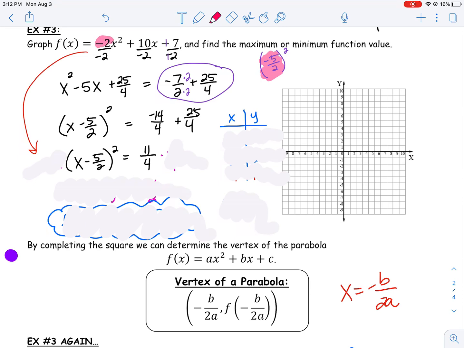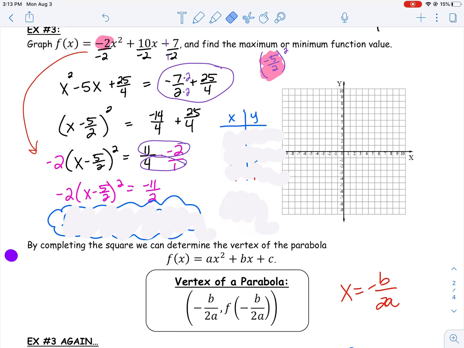But remember, this almost looks like vertex form. However, my a at the beginning, this negative 2, should be the same a in the end. So I should still have the same leading coefficient. There should be a negative 2 in front of my quadratic equation, whether it's in standard form or vertex form. So we need to bring back that negative 2. Let's multiply both sides by negative 2. You notice on the right side, I end up getting negative 22 over 4, and that actually reduces to negative 11 over 2.